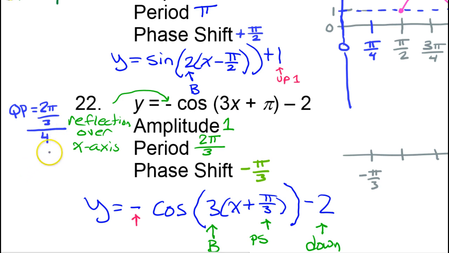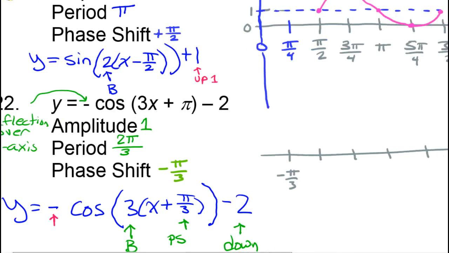Now, a long time ago, we learned that if you want to divide a fraction by an additional number, all you really have to do is put that number in the denominator. So if I want to take this and divide by 4, I simply put the 4 in the denominator. Now I'm dividing by 4. So that means that my quarter period is going to be 2 pi over 12, and that's going to simplify down to pi over 6. So I have a quarter period of pi over 6.